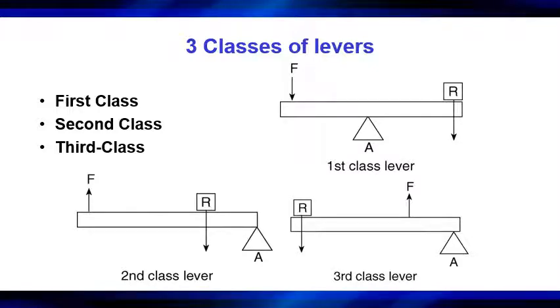Then you have your third class lever. You still have the axis or the fulcrum on the end. Here is your force arm, the perpendicular distance from the axis, and your resistance arm is from the axis to the resistance. Same concept.